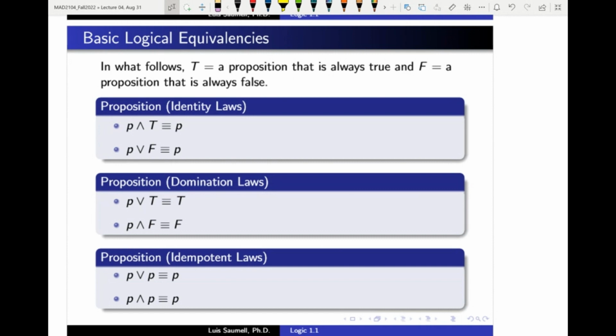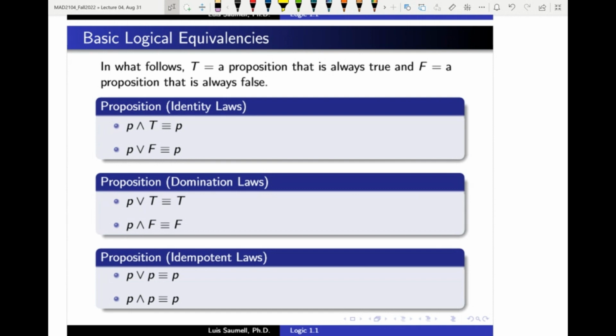So they are written here. Let's just go through them to make sure that we understand. These are basic logical equivalences. For example, the capital T here stands for a proposition that's always true. So think of it as being a tautology, something that's always true regardless. And capital F here will stand for a contradiction, a proposition that is always false. So just think about it that way.